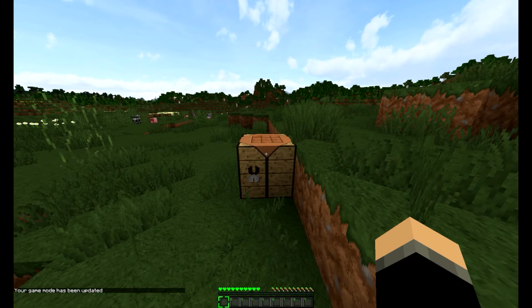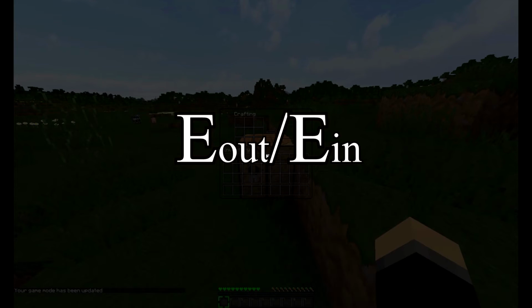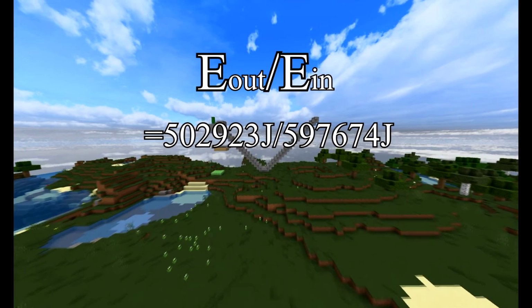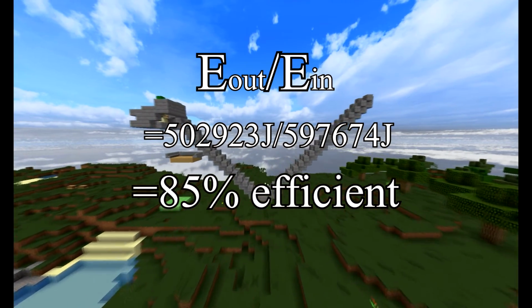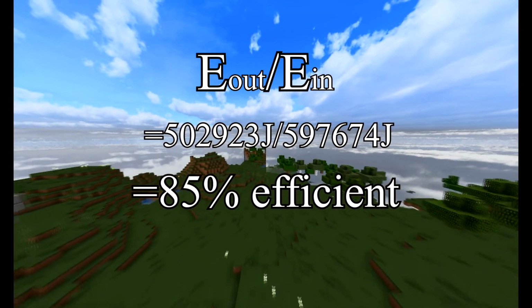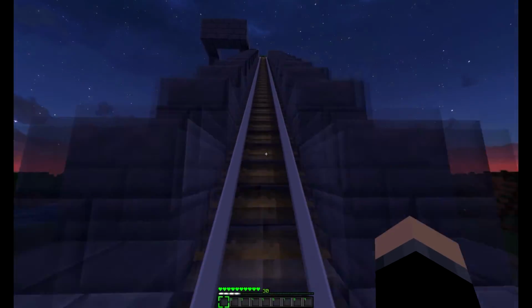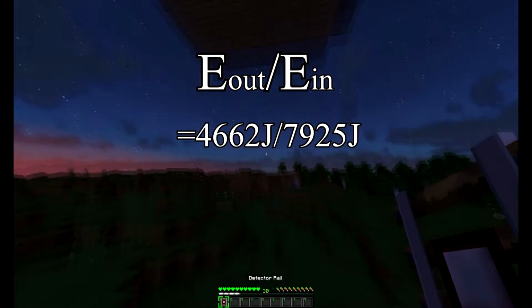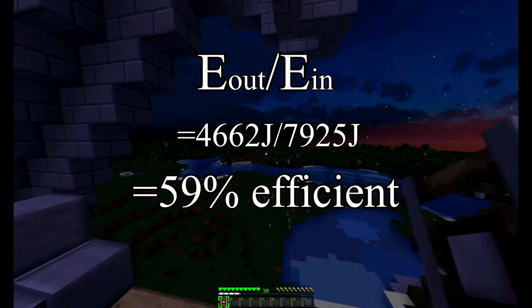But just how do you calculate efficiency? Well, efficiency is calculated by dividing the energy output by the energy input. From this formula, we can see that the minecart rail system is around 85% efficient. We can use the exact same method to figure out the efficiency of the slime block trampoline, and we can conclude that it is 59% efficient.